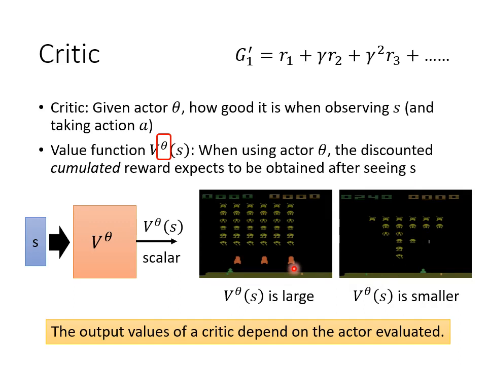Aliens can easily kill it. Then maybe after seeing this picture, the value is low, because there are a lot of aliens. Your actor could be killed in few moves. It won't get any reward. In this screen, this weak actor may also get a low V. As a result, the output of the value function is related to the actor. Okay, so this is critic.